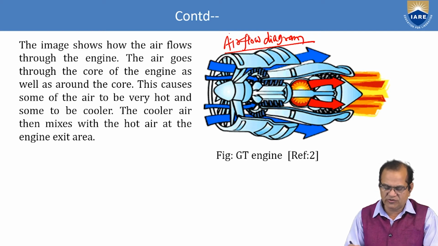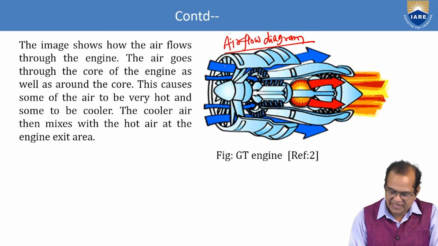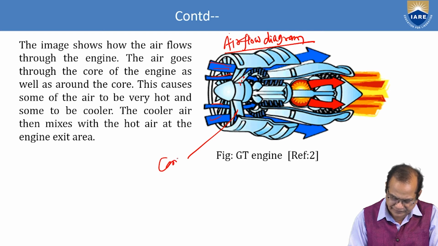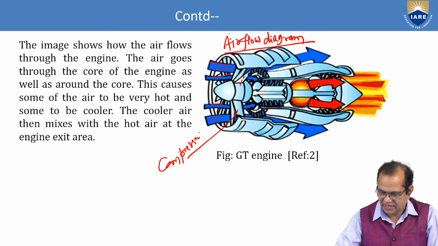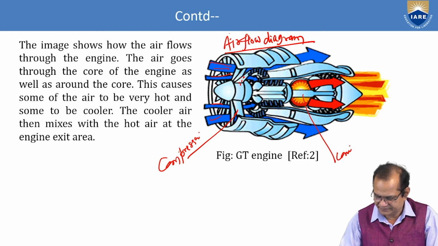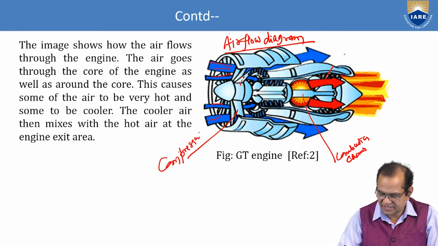So I am going to explain here. The air is entering from the inlet here. This is the inlet, and it goes to the compressor. These are the compressors here. Here is the combustion chamber. These are the turbines. This is the nozzle here.